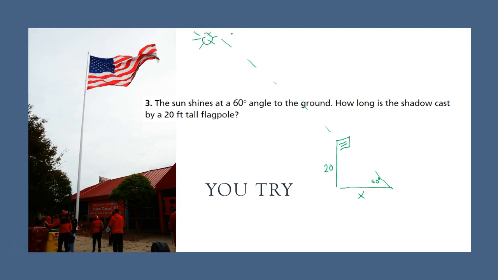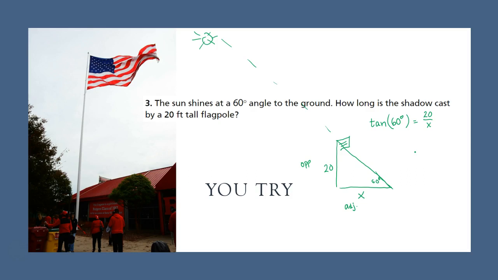And now I have a right triangle, and I care about the piece on the ground, and I care about the opposite. So I care about the opposite and the adjacent, which means I'm going to use tangent. The next thing is an angle. So tangent of 60 degrees equals 20 over x.